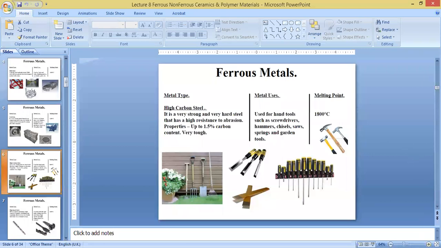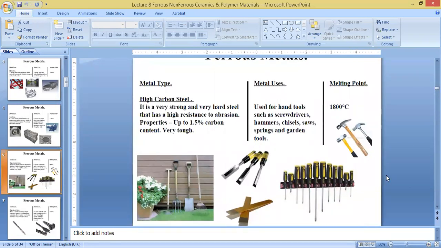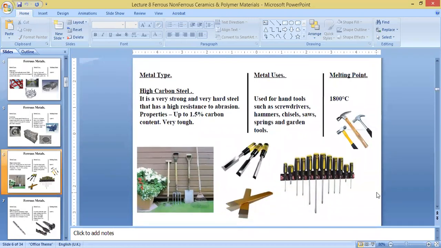Okay, so we continue. We come now to high carbon steel. So high carbon steel is very strong and very hard steel. It has a high resistance to abrasion. I hope we understand what abrasion is. Properties: it has up to 1.5% carbon content, very tough.